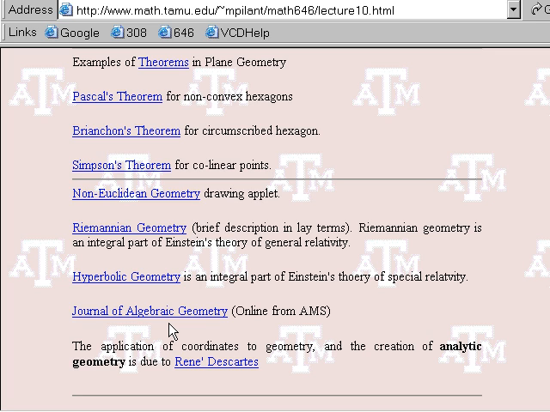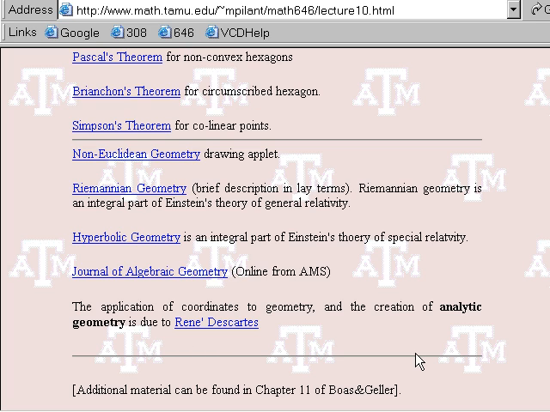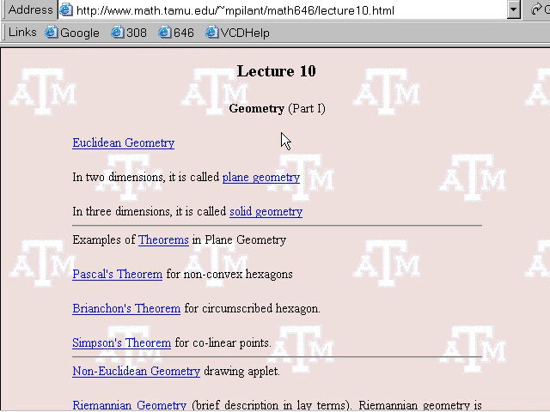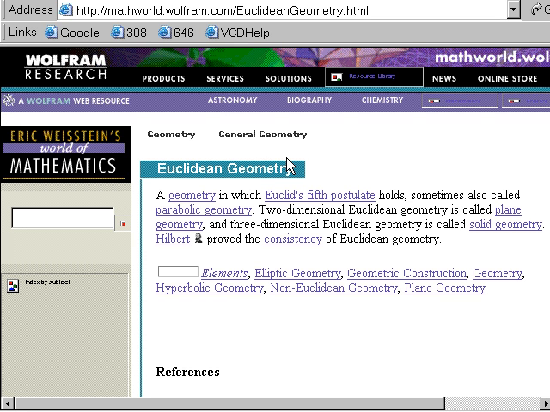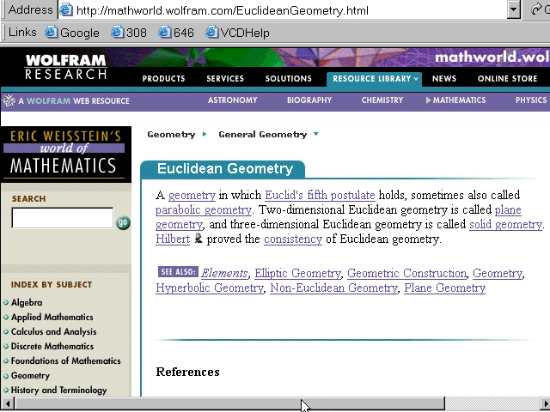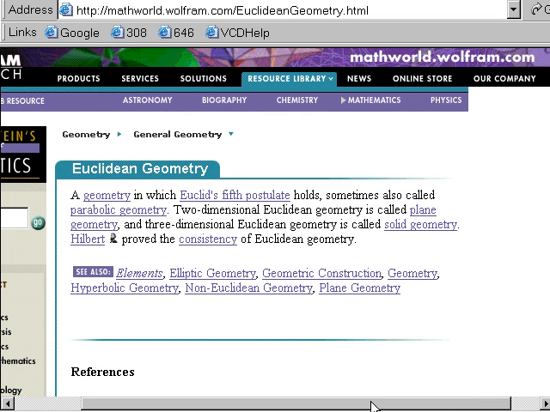Just to show you the breadth of this field, I have a link to the Journal of Algebraic Geometry, which is online from the American Math Society. And then I'll tie it back in to Descartes, who was the founder of analytic or coordinate geometry. More references and material can be found in Chapter 11, and the next homework assignment 5 will be taken from some problems in Chapter 11. So I'd just like to describe a little bit what some of these geometry terms mean.